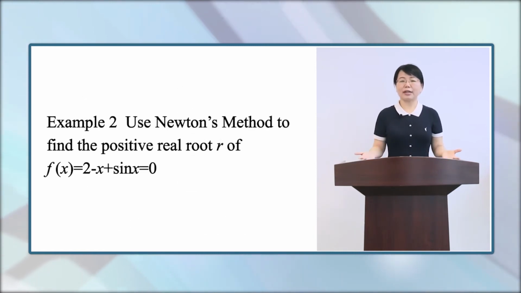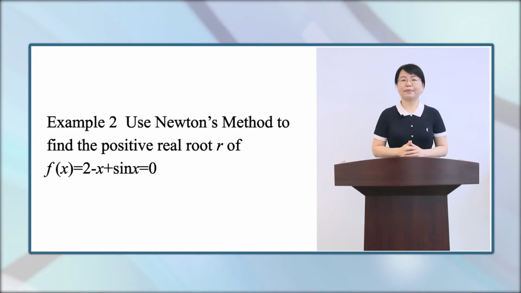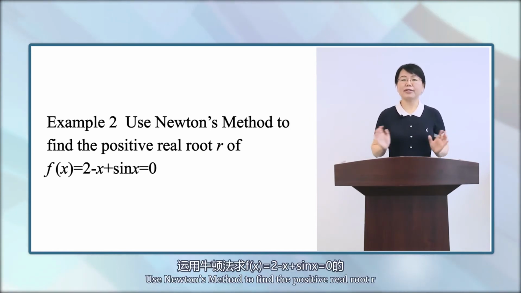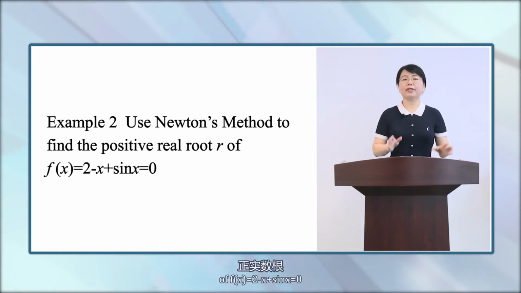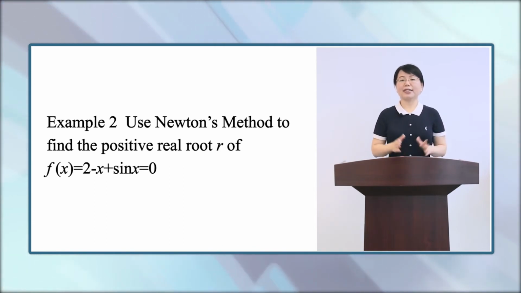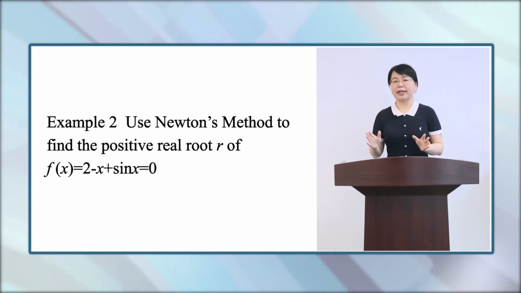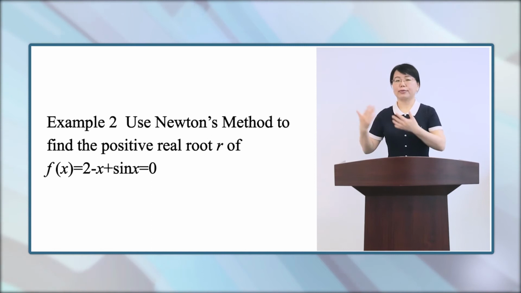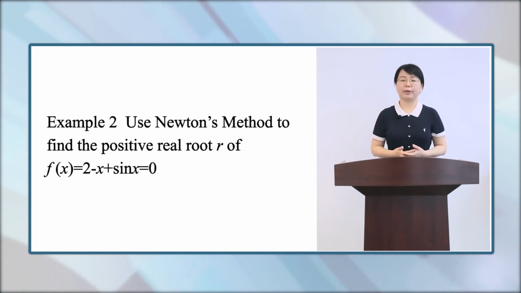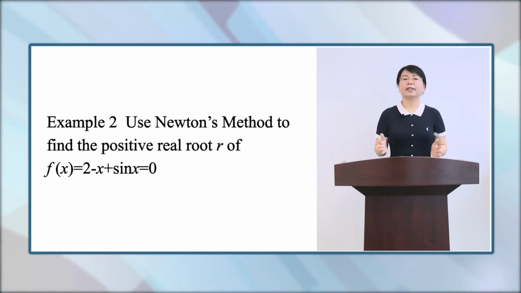Alright, after example 1, let's see the next one. Use Newton's method to find the positive real root r of this function. The function is f(x) = 2 - x + sin x, and the equation is f(x) = 0. Now let's solve it.